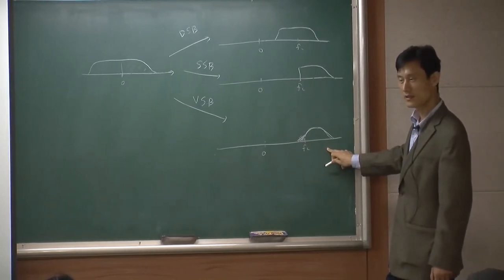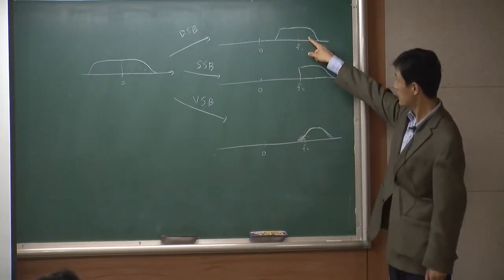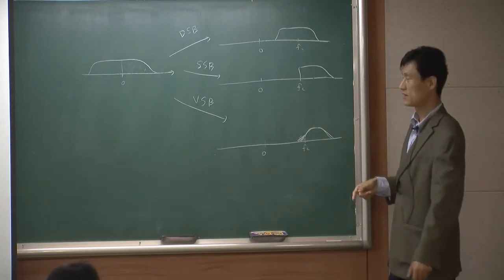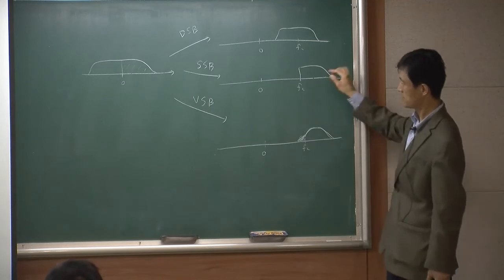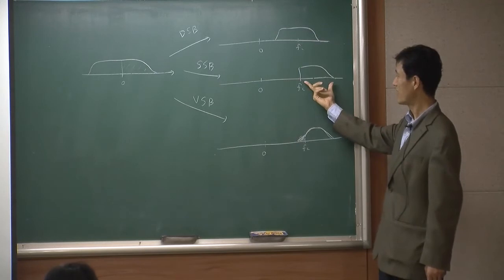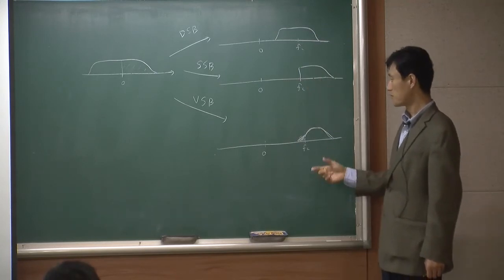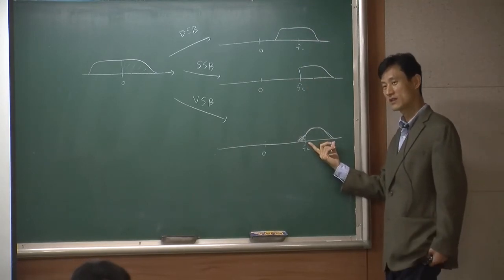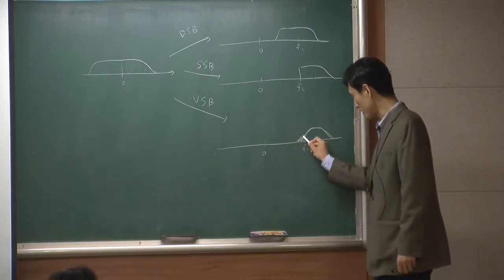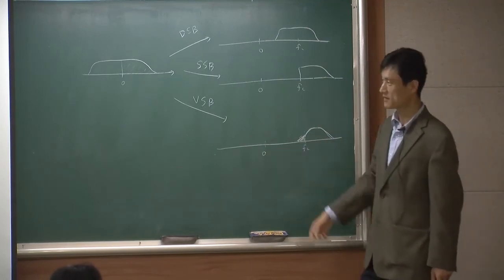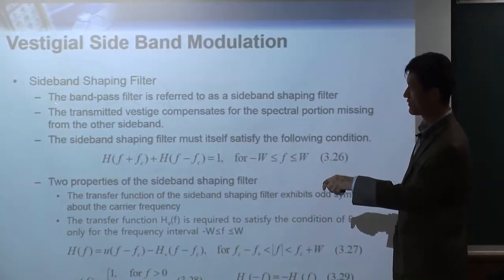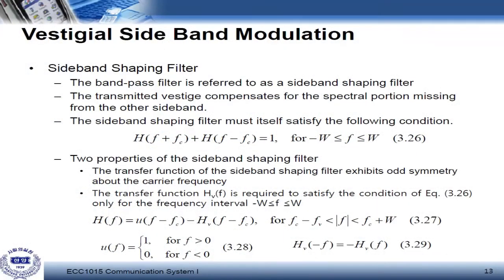Okay. In this case, you use both of them, the same way as the original spectrum, your baseband signal. But in the single sideband case, you only use one side. But in this case, you use most of the signal in the upper band. The lower sideband, you still use it, but only a little bit. That's the VSB.